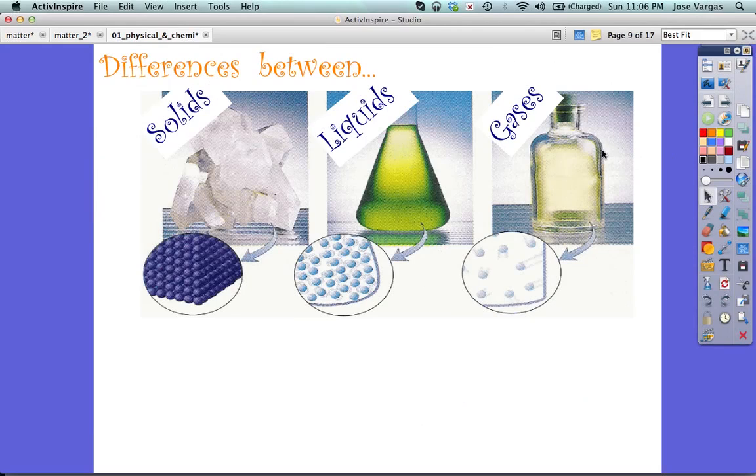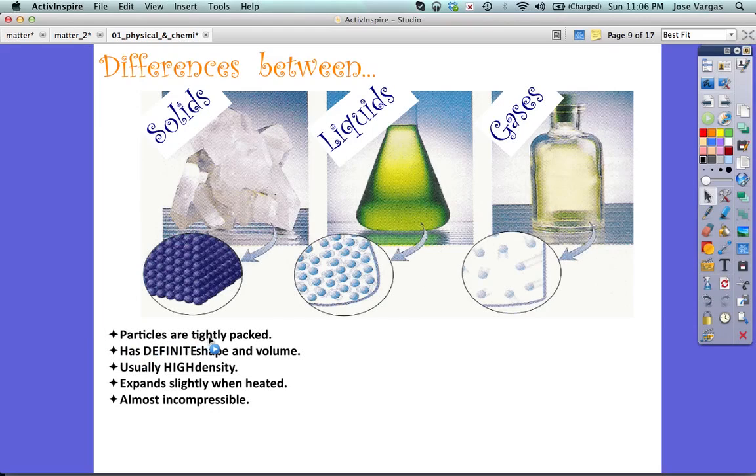Well, if you look at these pictures at the bottom, look at the molecules and how tightly compact they are. Solids and liquids have a little bit more freedom. In gases, they're really far apart. So solids are tightly packed, with definite shape and volume. You can easily calculate this. Usually high density, but not all of them. They expand slightly when heated, and are almost incompressible.